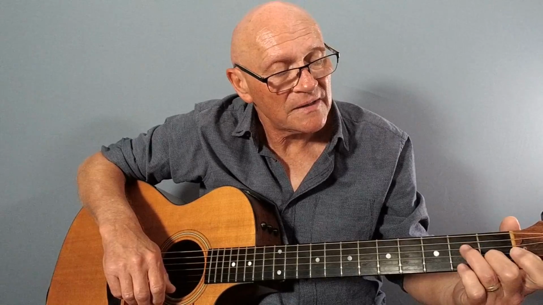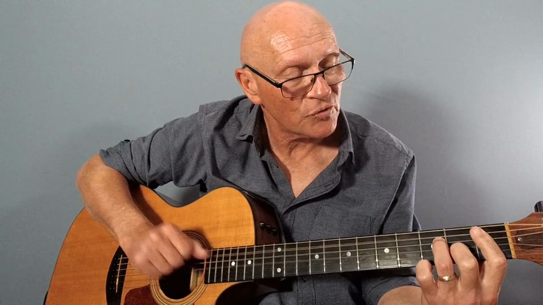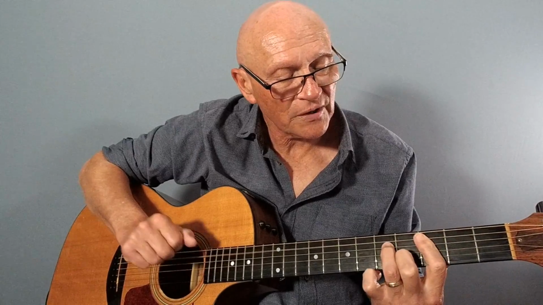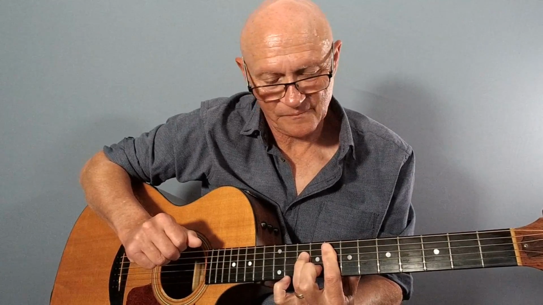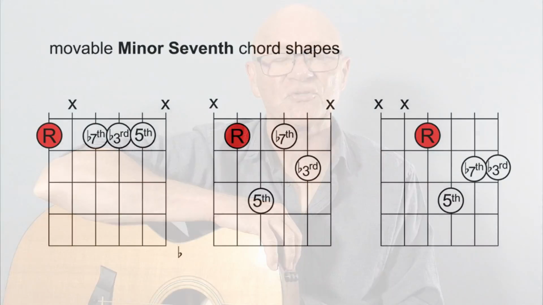And this again is a useful movable shape rooted off the 5th string. So here's a summary of my favourite minor 7th movable chord shapes rooted off each of the 3 bass strings.